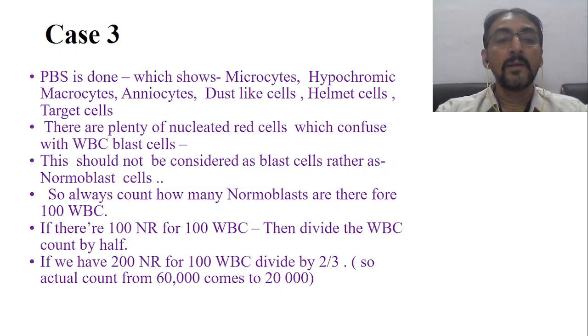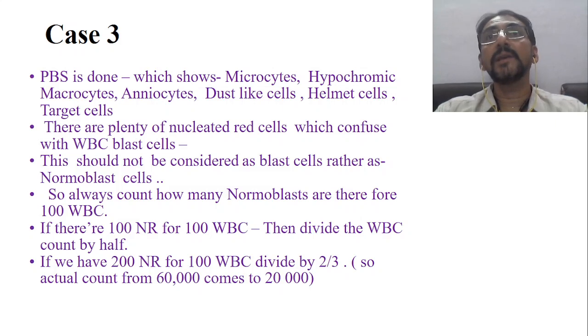What is that? If we have in the given slide 200 normoblastic cells for every 100 WBC, then divide it by 2/3. 200 into 2 is 400. 400 divided by 3, how much is that? Around 133. So when you follow this particular rule, then you can get the actual WBC.